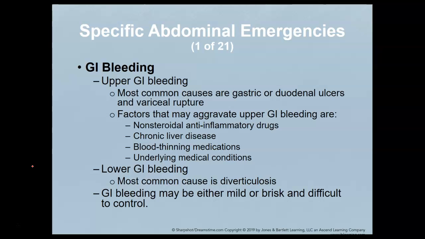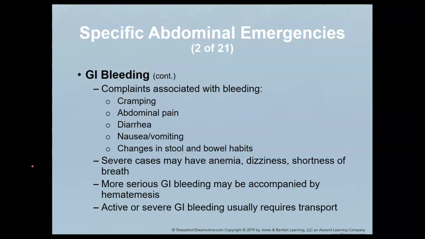Some of your complaints you see with bleeding are cramping, abdominal pain, diarrhea, nausea, vomiting, obviously changes in your stool and bowel habits. Your patients can be anemic. They'll definitely be dizzy a lot of times. They'll have shortness of breath because of the ischemia, because they can't carry good oxygen because their blood's pouring out of their GI tract. If you have hematemesis with GI bleeding, it's very serious. These patients always need to go to the hospital.